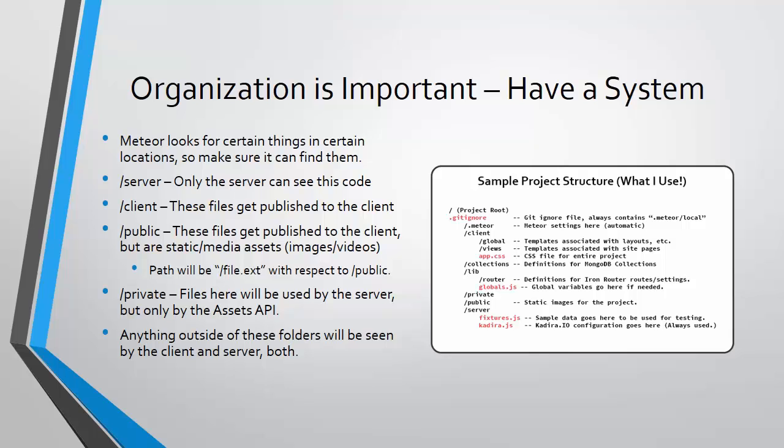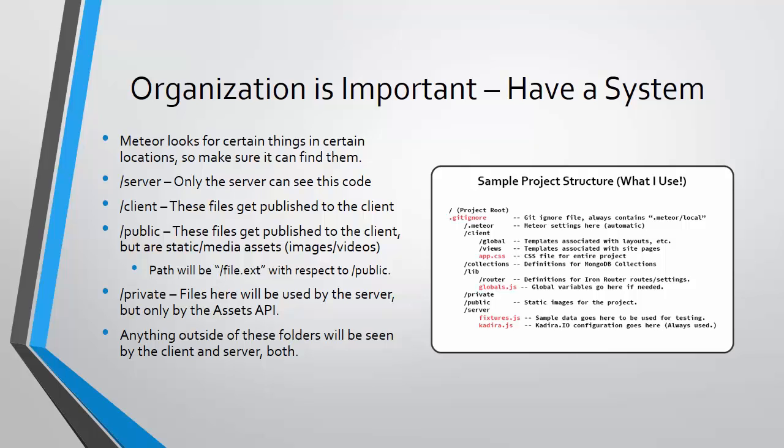You'll have your server folder, which only the server is allowed to see, and the client folder, which everything in that folder will get published to the client. A public folder, which will also always get published to the client, but is used only to hold static and media assets like images and videos. And private, which is similar to public, except that it's used by the server and not the client, and you have to use the assets pipeline to load things out of it.